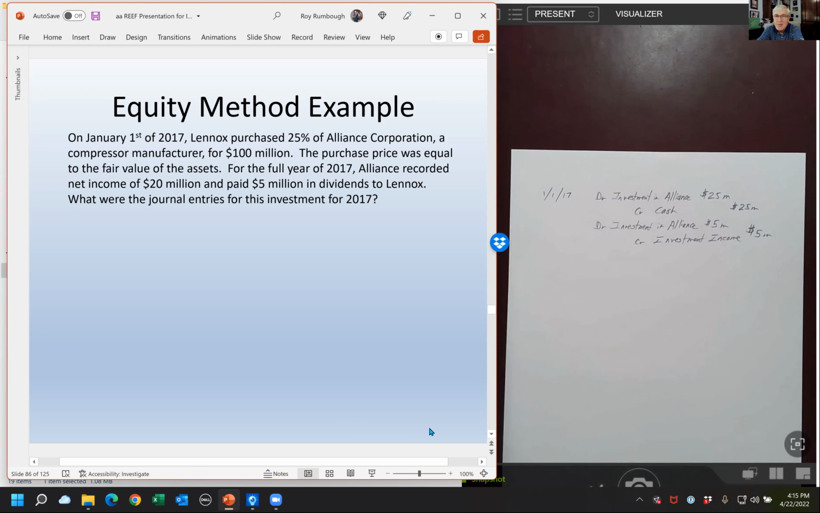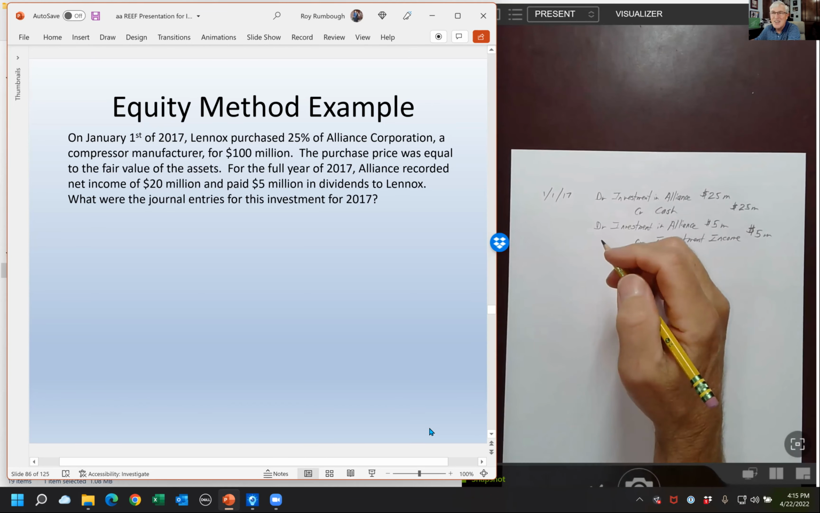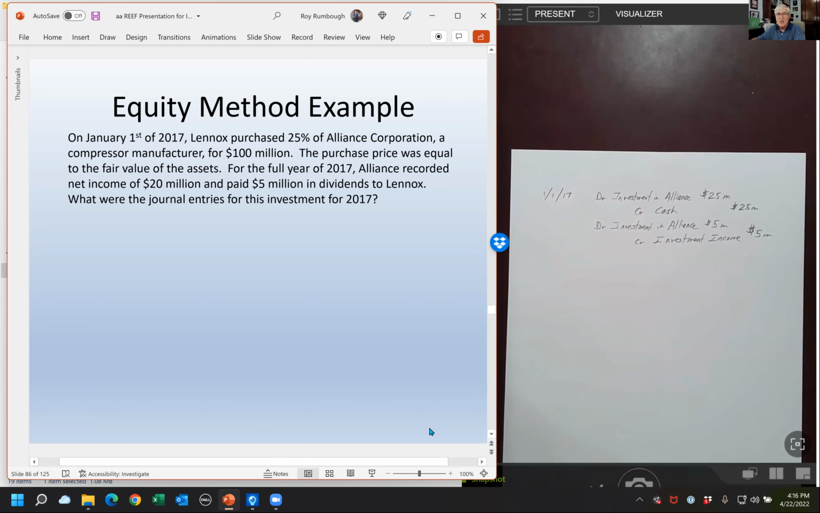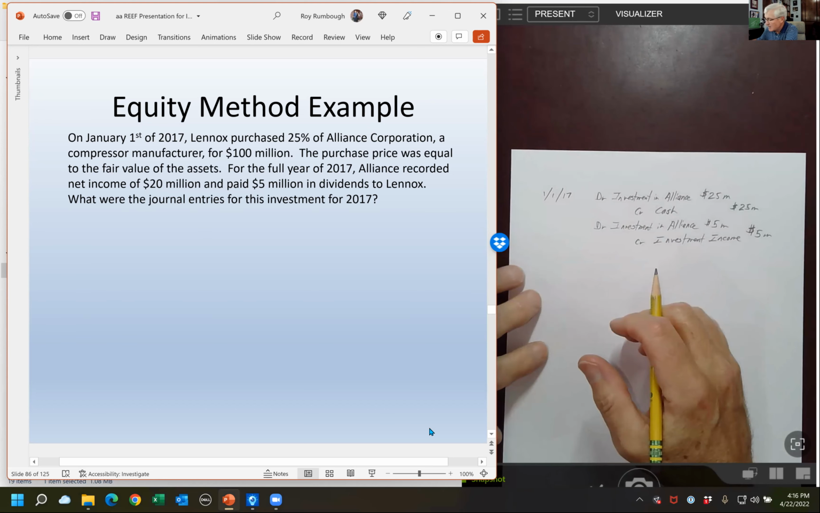They could have said they paid 20 million in dividends. And then, oh, we get 25% of those, which would have been 5 million. So read the question carefully. You could get tricked on that. Just a little thing to highlight.